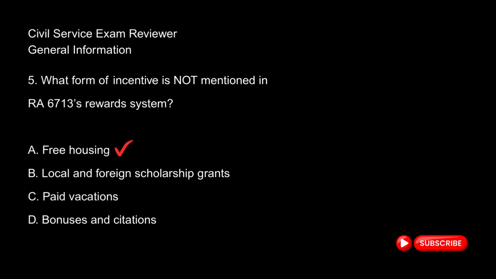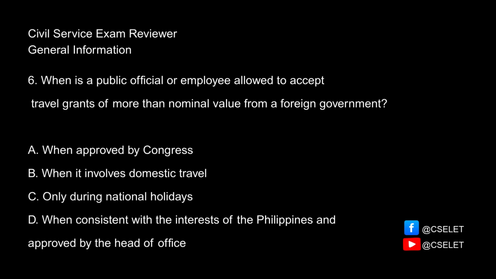The correct answer is letter A. Free housing. When is a public official or employee allowed to accept travel grants of more than nominal value from a foreign government? A. When approved by Congress. B. When it involves domestic travel. C. Only during national holidays. D. When consistent with the interests of the Philippines and approved by the head of office.